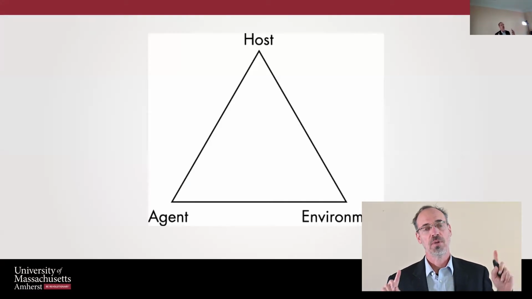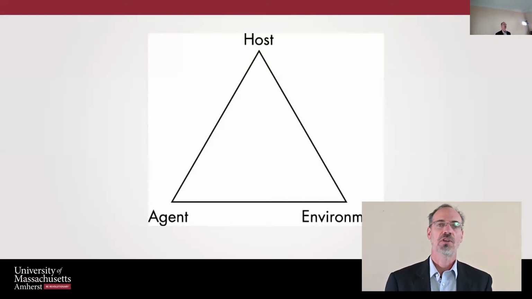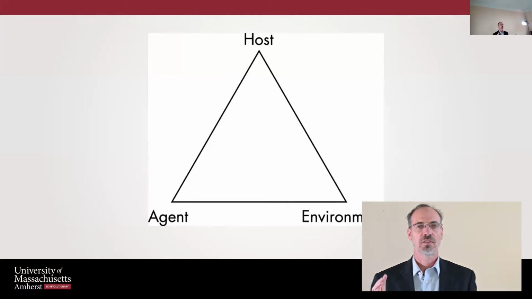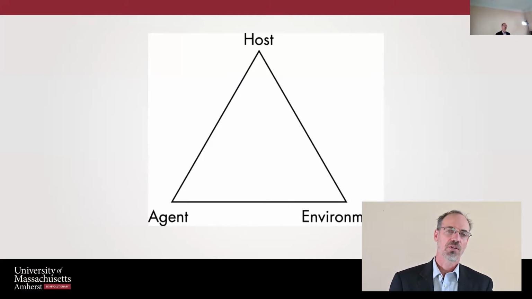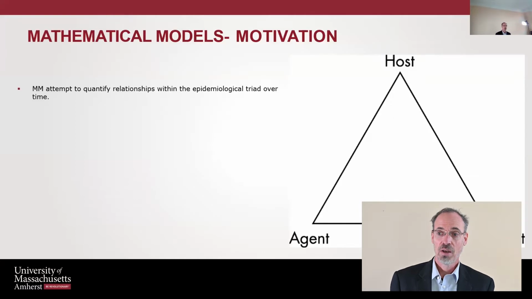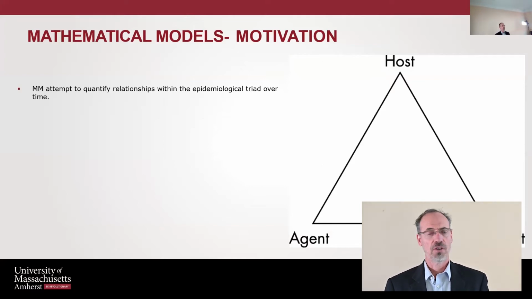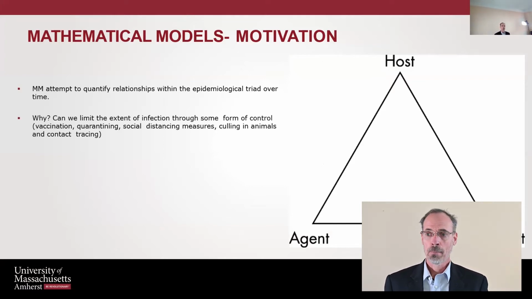So remember, in epidemiology, we have the host, environment, agent triad. And when we're talking about infectious disease, this includes all the main components that allow infectious disease transmission to occur. One way of quantifying relationships between the epidemiologic triad is using mathematical models. These are models which describe the behavior of how hosts and agents interact within their environments.